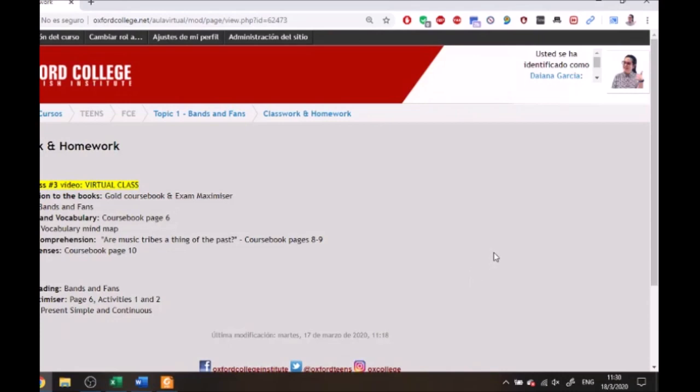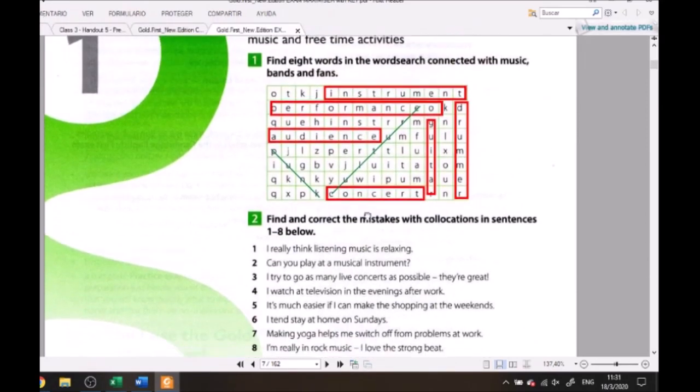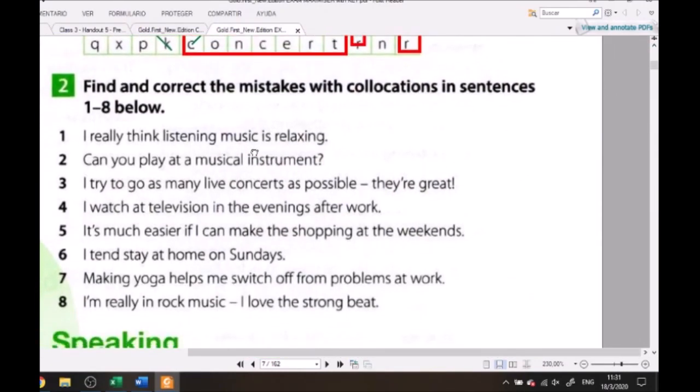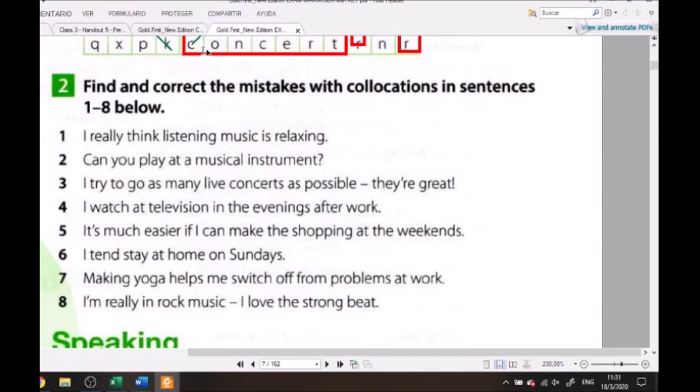Okay, so going back to our homework from last class, number 3. We have already checked the handout and we are checking page 6. Activity 1 is ready. Now let's go to activity number 2. Okay, I am on the exam maximizer book. Remember, we have done activity one. I am now on activity number two. Find and correct the mistakes with collocations in the sentences. So these are phrases that you are familiar with and you had to find a mistake.